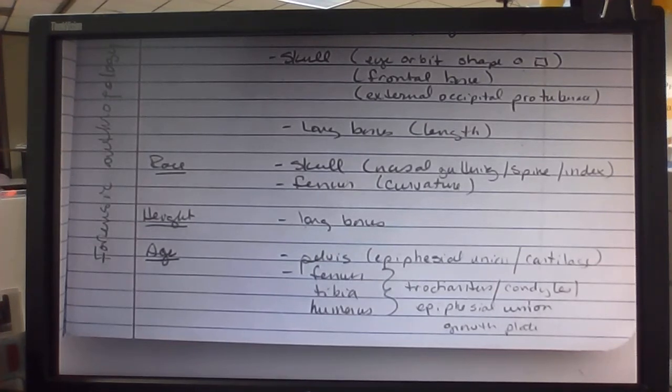So for the pelvis, you're going to look at the epiphyseal union, the cartilage within the pelvis. For the femur, tibia, and humerus, you'll look at the trochanters, the condyles, the epiphyseal union, the growth plate.